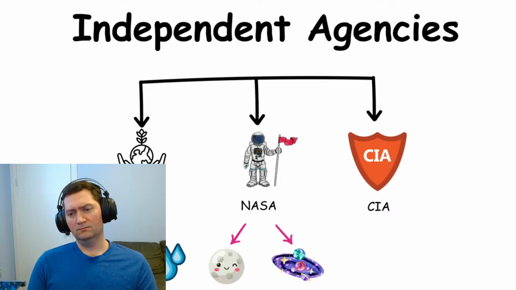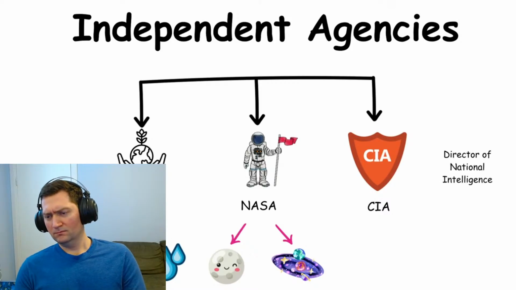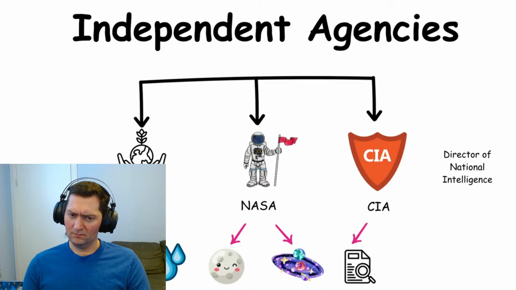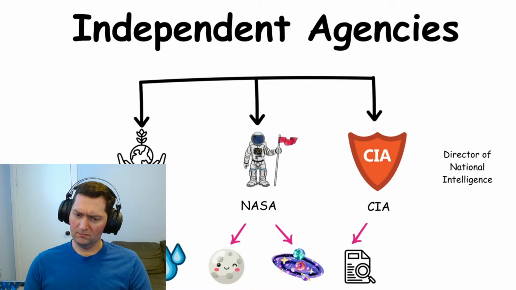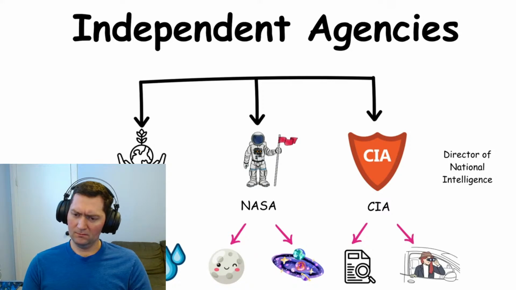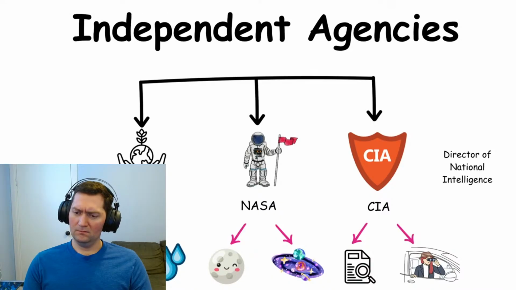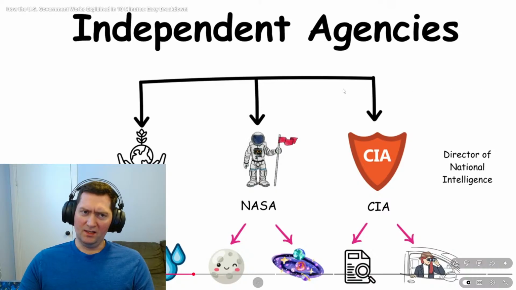And then there's the CIA, the Central Intelligence Agency. As the nation's premier intelligence agency, the CIA gathers and analyzes information from around the world to help policymakers make informed decisions. Operating under the Director of National Intelligence, the CIA employs a vast network of spies, analysts, and support staff to monitor threats, track down terrorists, and provide early warning of potential crises.